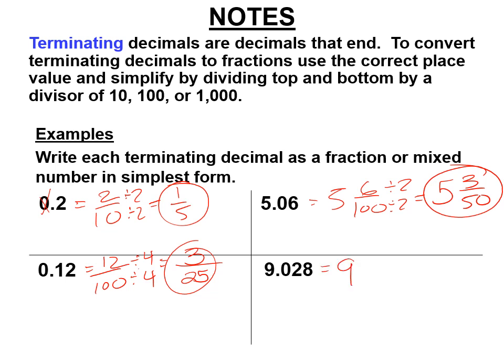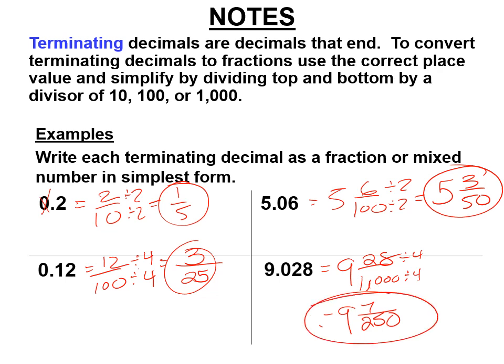This is 28 thousandths. Okay, so I just said 100 is divisible by 4. Guess what? So is 1,000. We're going to go over that right now. So 28 divided by 4 is 7. Now 4 goes into 100 25 times. So what does 4 go into 1,000, you think? It goes 250 times. So that makes 9.028 makes 9 7/250ths.